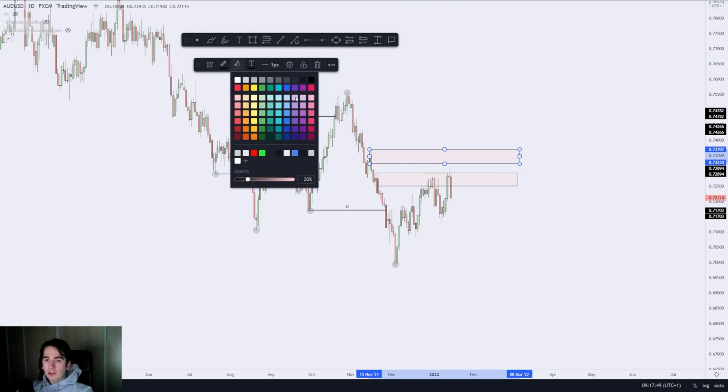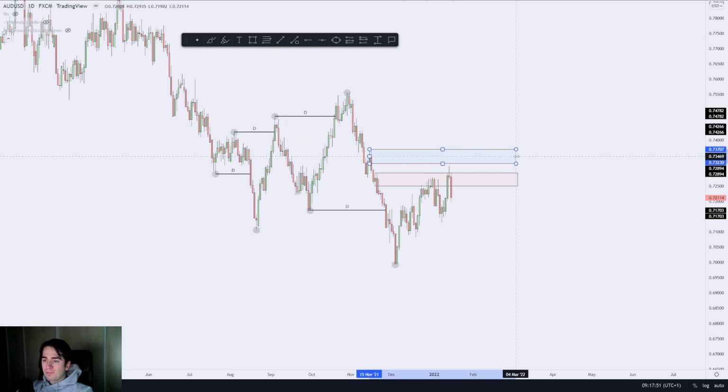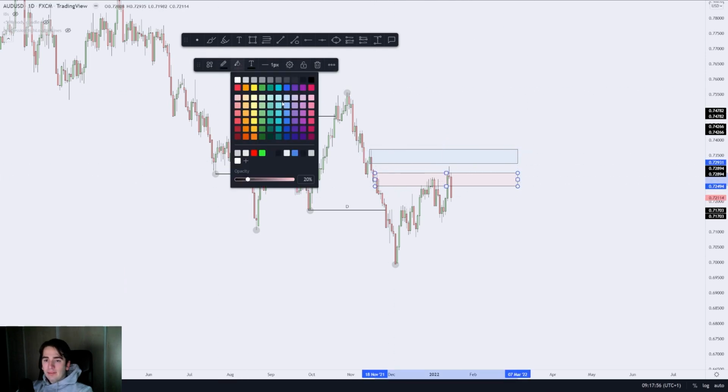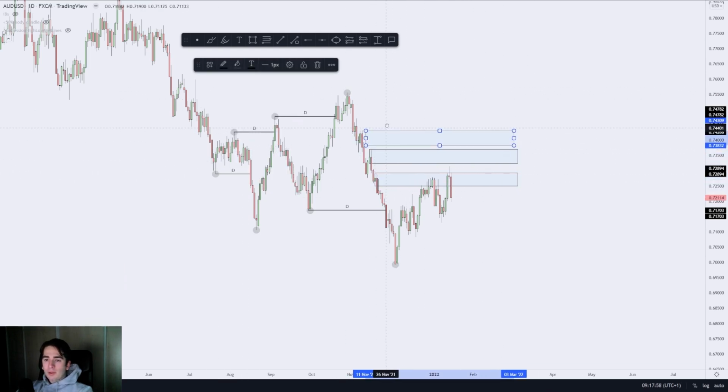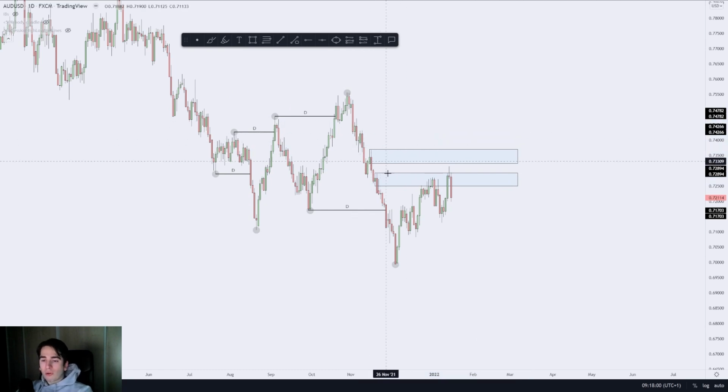Let me just change the color a bit. I like it when they're blue. So over here we have a daily sell zone, over here we have a daily sell zone, and of course we have much more, but I'm not going to draw those in due to the fact that we're currently just not there, and otherwise my chart is going to get all messy.